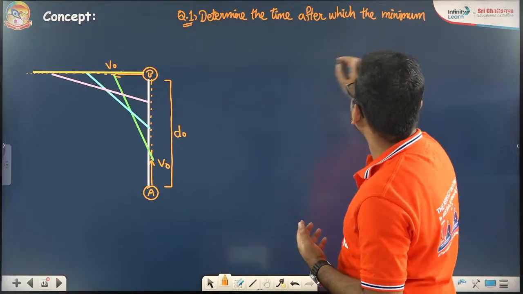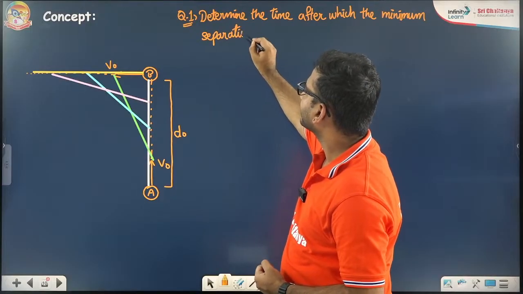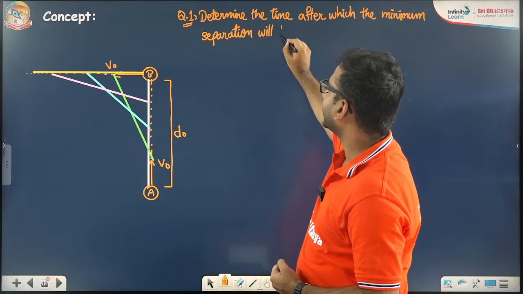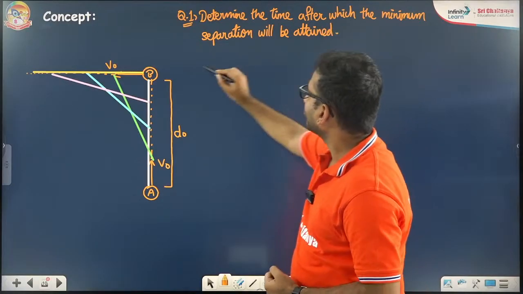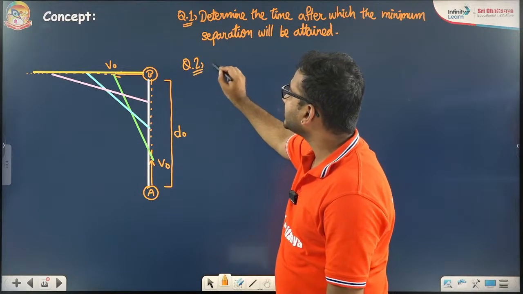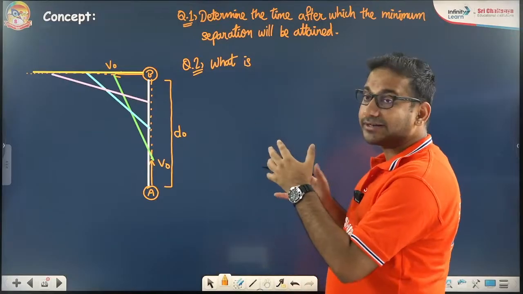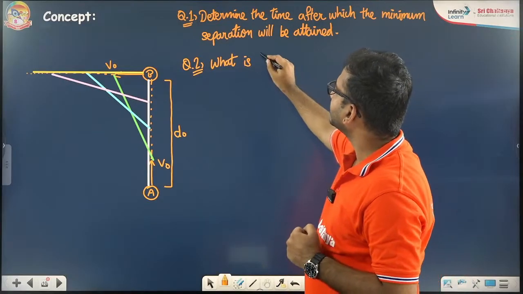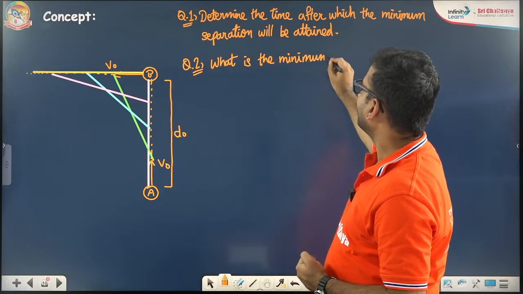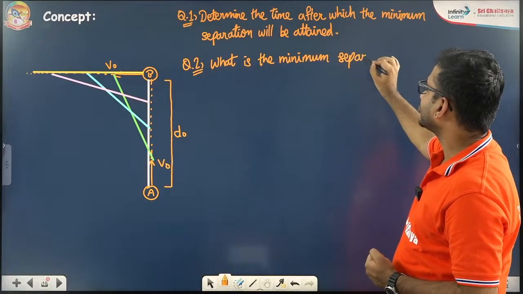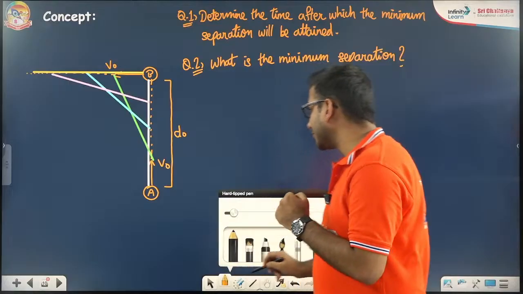So determine the time after which the minimum separation will be attained. That is first problem to us. Question number 2, what is the minimum separation? You have to tell both the things. After what time they will be attaining the minimum separation, and what is the minimum separation between the two ships? Okay. So these are the two things examiner might ask you.